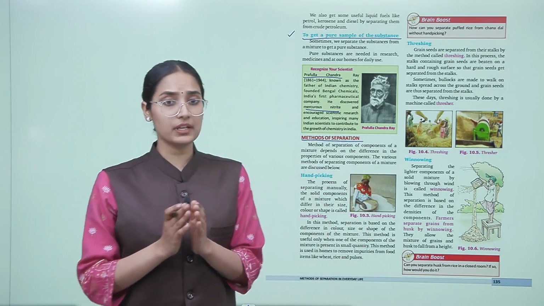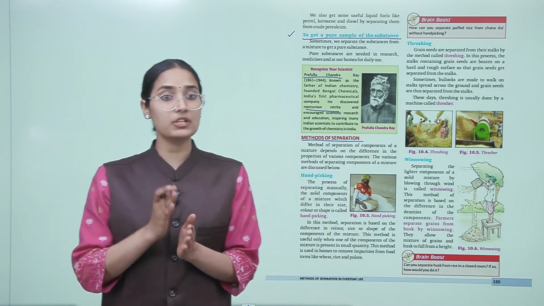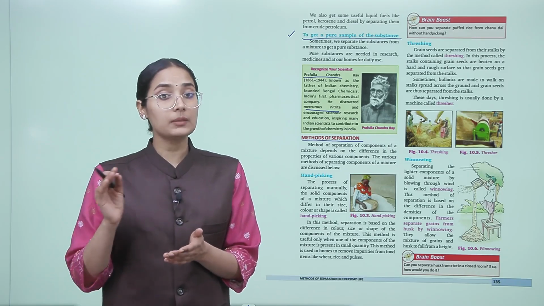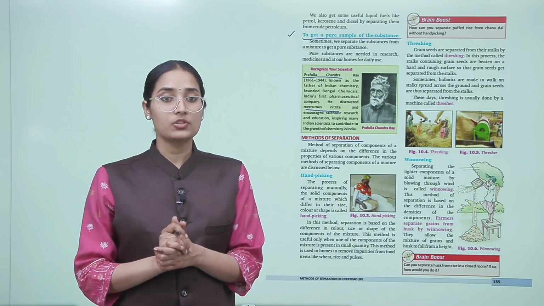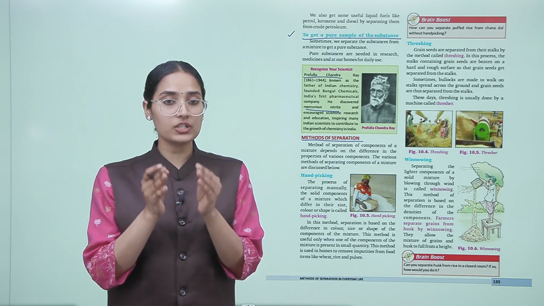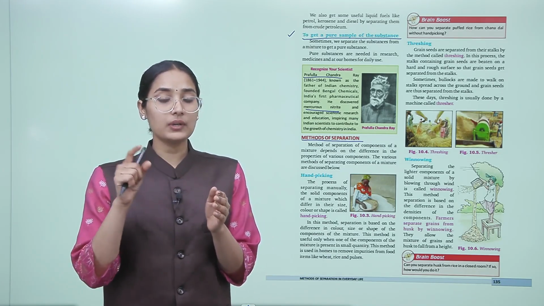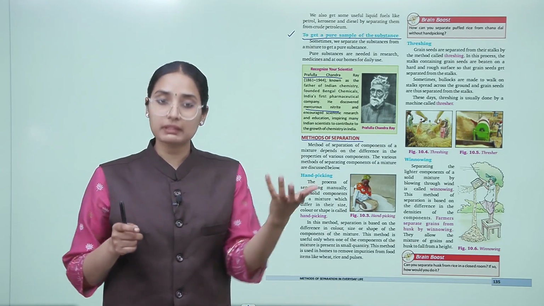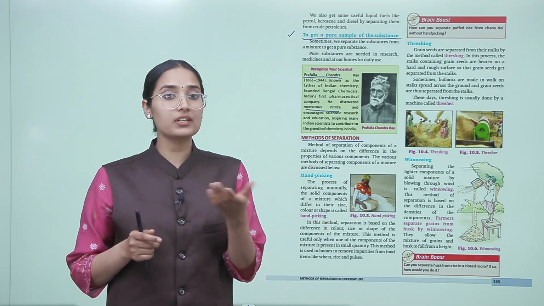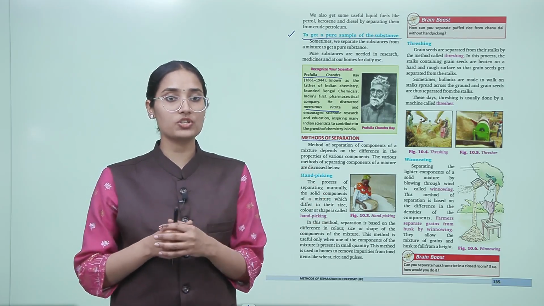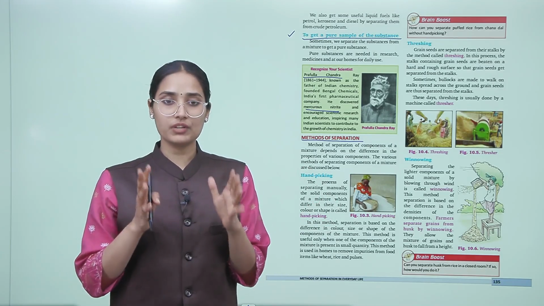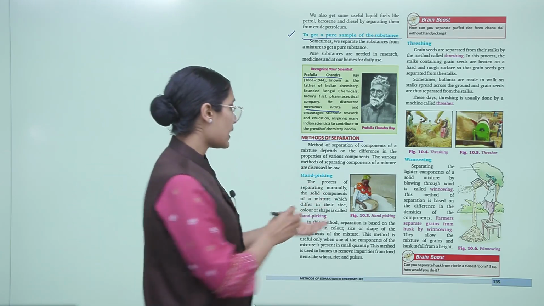So the method of separation of components of a mixture depends on the difference in the properties of various components. See, the kind of components a mixture has will decide the type of method we will use. So the various methods of separating components of a mixture are discussed here. Let's see one by one. First is hand picking.